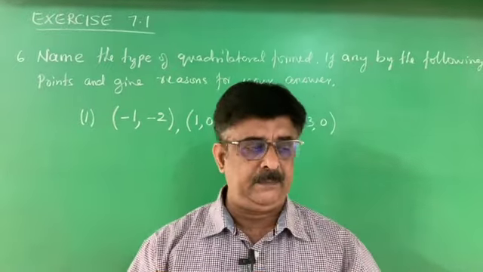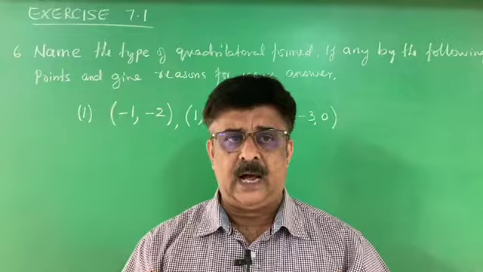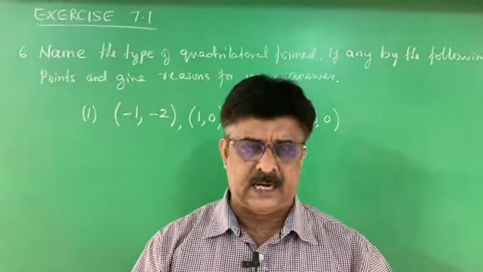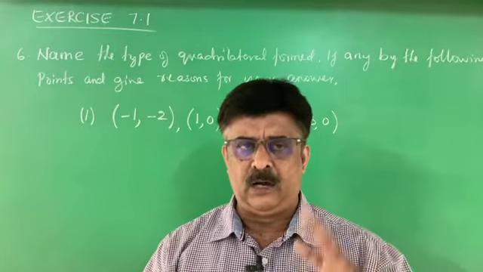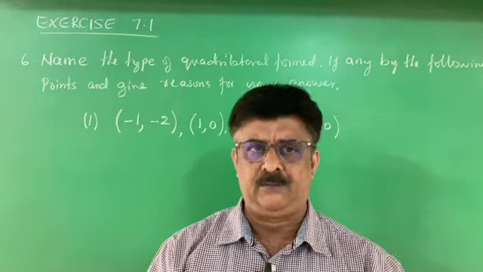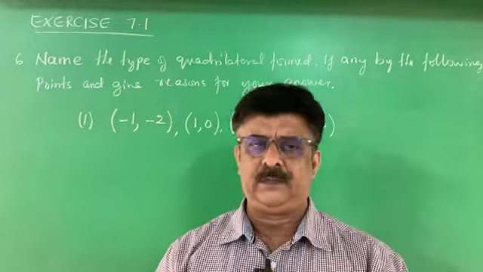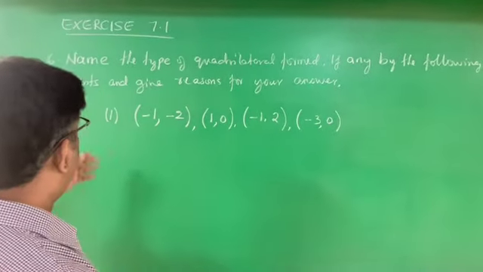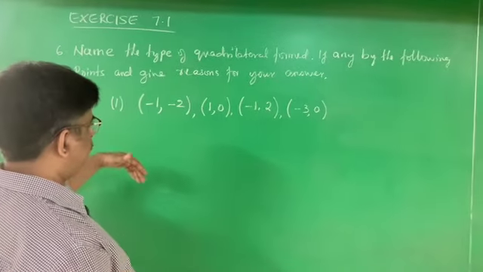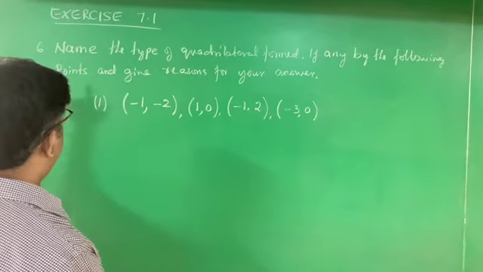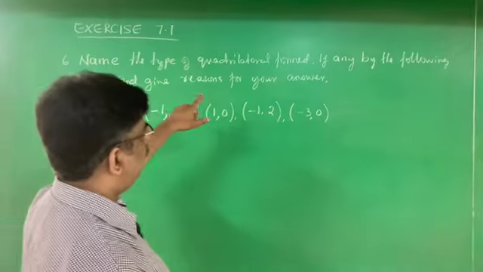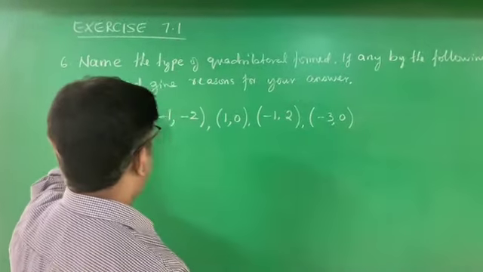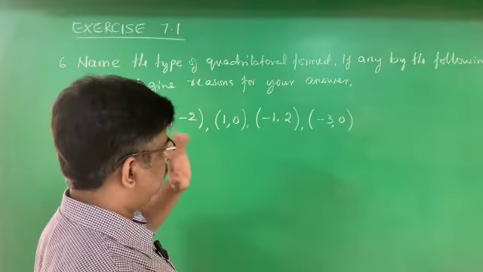Now I am in exercise 7.1. I already completed 5 problems in the previous class. Today I am going to start with the 6th problem. Again, all problems are very lengthy, therefore you have to sit and write along with me. Now see, the 6th problem has 3 sub-questions. I have written the first sub-question here: name the type of the quadrilateral formed, if any, by the following points, and give the reasons for your answer.